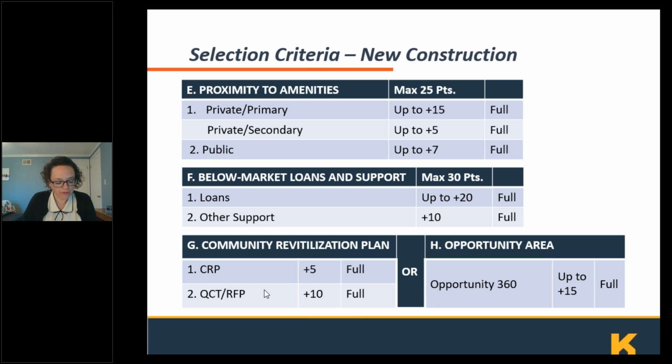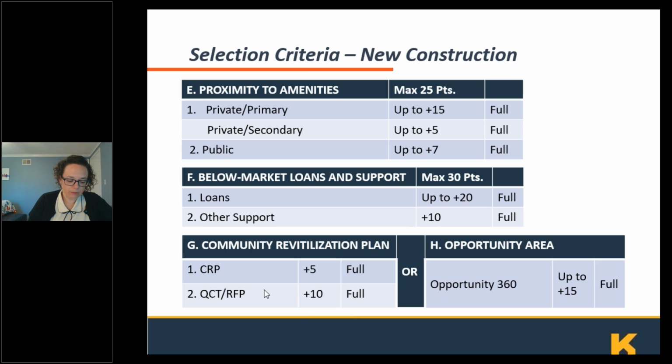We will also have up to 5 points available if there are additional amenities, a grocery, retail, or pharmacy within, I think, 1 or 2 miles in metro and rural areas. And then there's up to 7 points available for public amenities, and those include community centers, public parks, libraries, and bus stops.